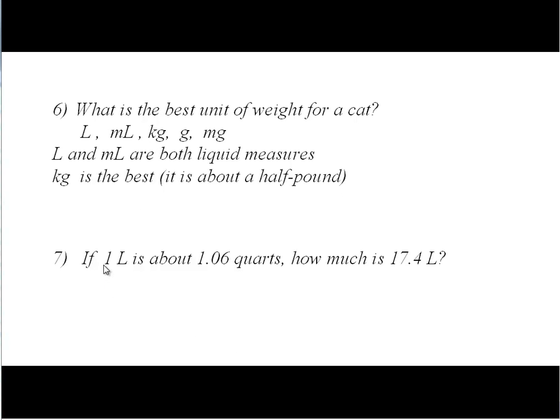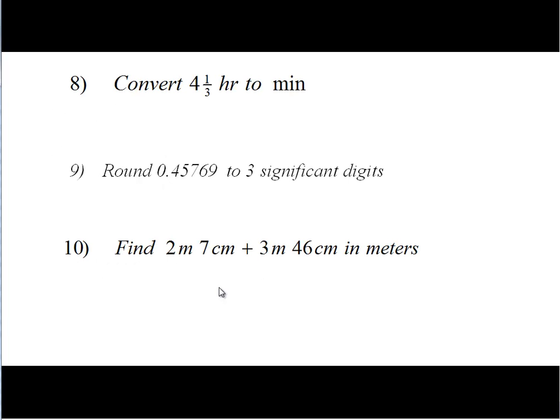Okay, now they give you 1 liter is about 1.06 quarts. They want to find out 17.4 liters. Well, 1.06 is how many quarts you have for every 1, so times 17.4 liters. So it's just take your calculator, type that in, and you get 18.444 quarts.